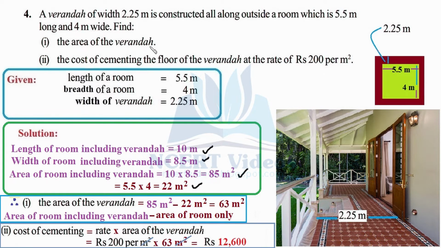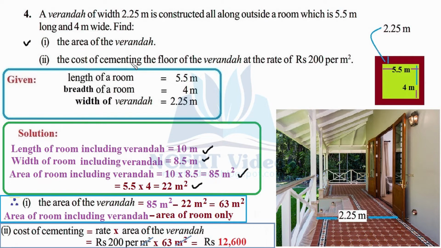Therefore, first part, the area of veranda, will be the area including veranda minus area of room, that is 22 meters square. So when you solve it, you get 63 meters square as the required area of the veranda. So area including veranda minus area of room only. That is how we found the first part.